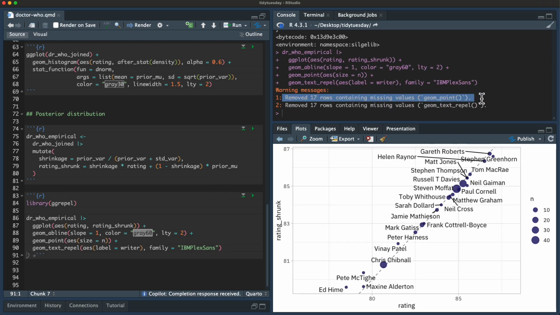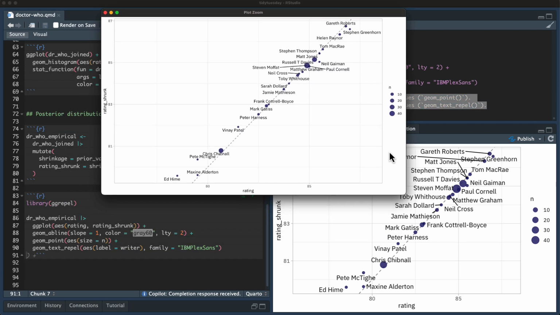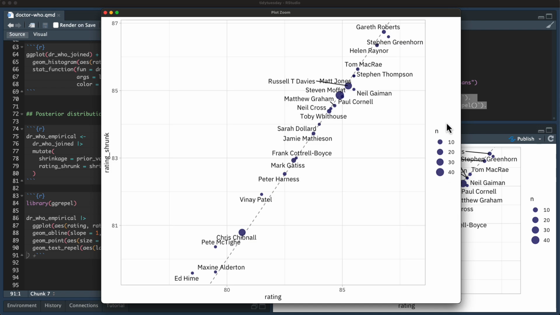I just want to highlight again which ones were taken out: the writers with only one episode, because we cannot compute the variance for them. Okay. All right. This is pretty interesting.